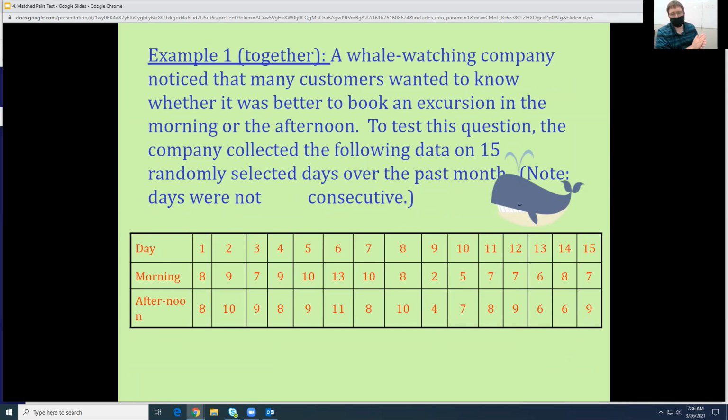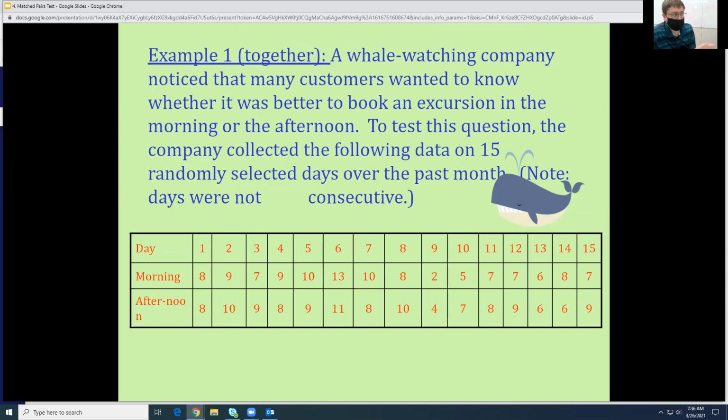A whale-watching company noticed that many customers wanted to know whether it was better to book an excursion in the morning or the afternoon. Hey man, when are the whales eating? To test this question, the company collected the following data on 15 randomly selected days over the past month.